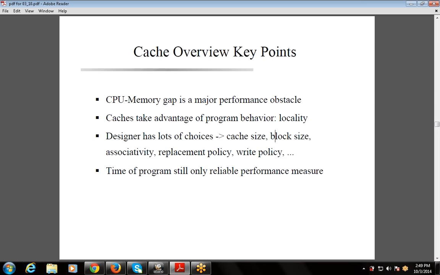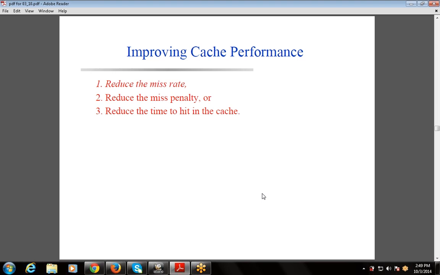Then next, we have studied that the time of a program is the only reliable performance measure. Time is a reliable measure, used in nanoseconds or clock cycles. Now this is your main topic: improving cache performance. What are the techniques used to increase cache performance, which increases the performance of the program?